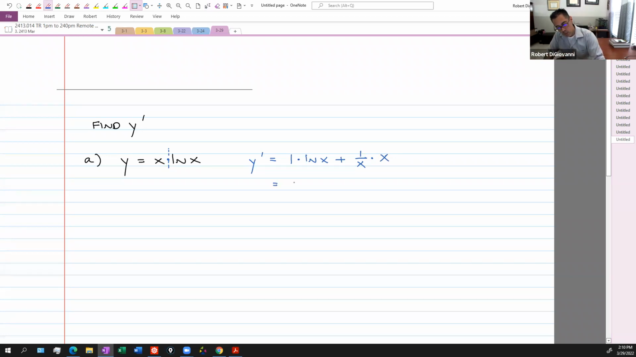This is just 1 times natural log of x, plus, hey, wait a minute, 1 over x times x, isn't that just 1? It's just 1, isn't it? That's your derivative.